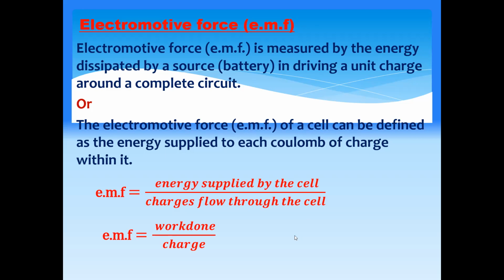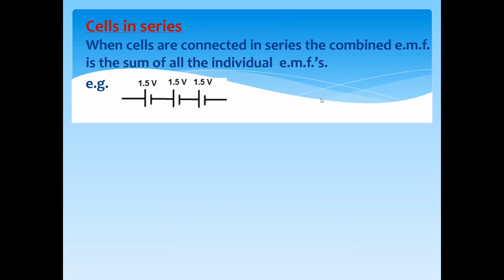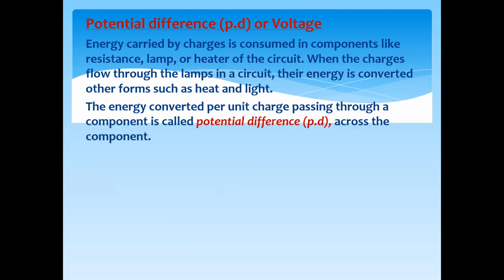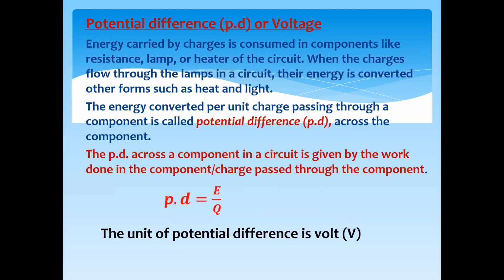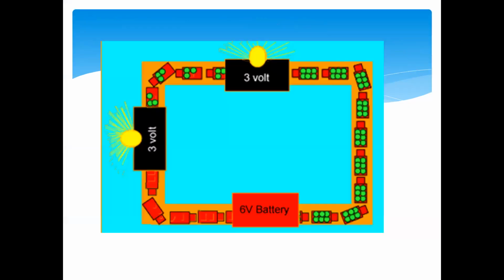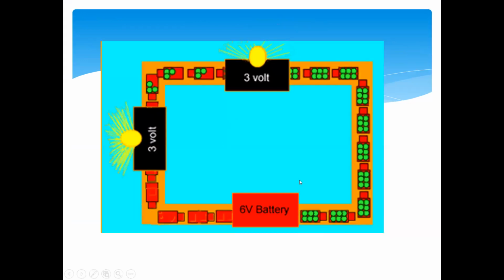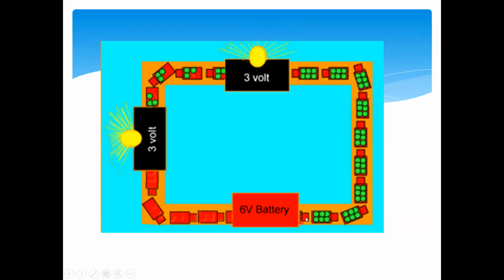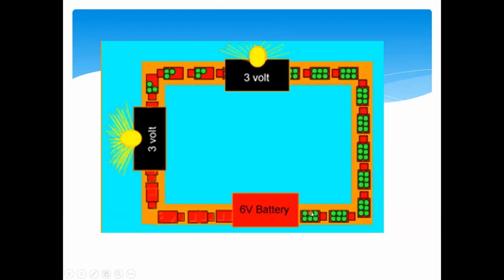Whereas the potential difference refers to how much energy is transferred by the charge. As you can see here in this figure, say we have a 6-volt battery. So a 6-volt battery means 6 joules of energy carried by one charge.